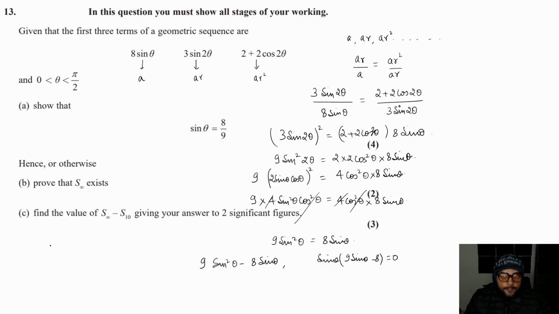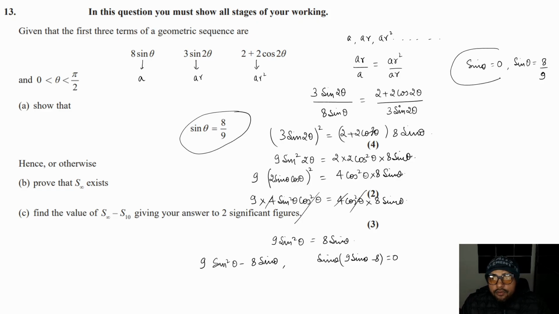So for this, sin θ will be equal to 0 and sin θ will be equal to 8 by 9, which we need to prove. So this is the question they have asked for. Okay, why will this value not work, student? They have given the angle here that θ is lying between 0 to π/2, and it can't be equal to 0 because it is excluded here. So this will work here. So sin θ will be equal to 8 by 9.